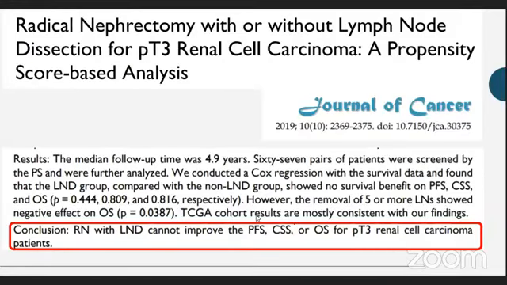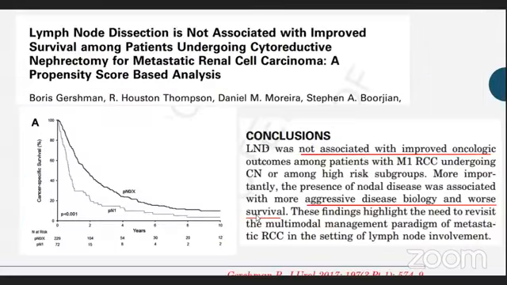Now, in T3 disease, if you look at the propensity score analysis done, radical nephrectomy with lymph node dissection does not increase the cancer-specific survival or overall survival in pT3 disease patients. So in the metastatic setting, patients undergoing cytoreductive nephrectomy, and in those patients as well, the oncological outcomes, namely cancer-specific survival, did not change much with the addition of lymph node dissection.